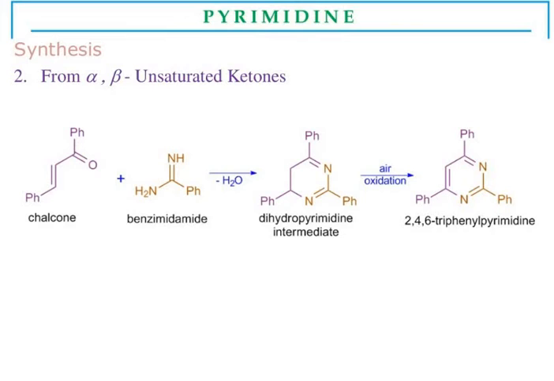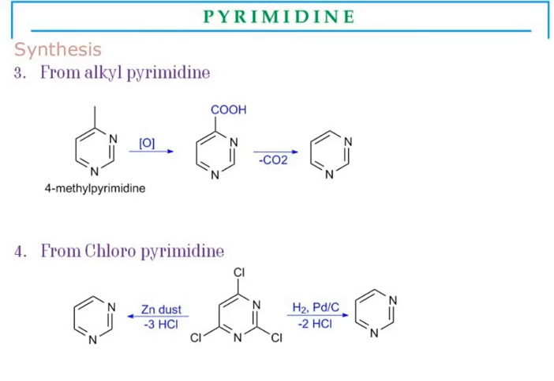Now synthesis from an alpha, beta-unsaturated ketone: you can see the benzimidamide and chalcones. After dehydration you will get a dihydropyrimidine intermediate, and with air oxidation you will get 2,4,6-triphenylpyrimidine. Synthesis from an alkyl pyrimidine: you can see 4-methylpyrimidine undergoes oxidation and then decarboxylation. Then you will get this heterocycle, pyrimidine. From chloropyrimidine, you can see zinc dust and H2 with palladium on carbon reactions, and you will get the unsubstituted pyrimidine ring.